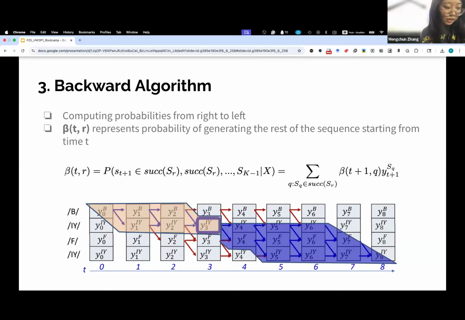I know this part may be a little tricky to understand, but in short, you can grasp the whole process this way. The forward path sums over all the previous states, so it's like we're moving from the past to the present. But the backward path sums over all the future states, so it's like we're moving from the present to the future.